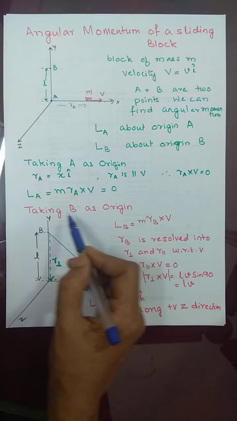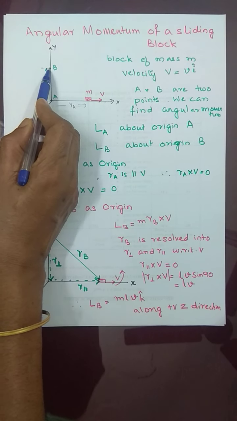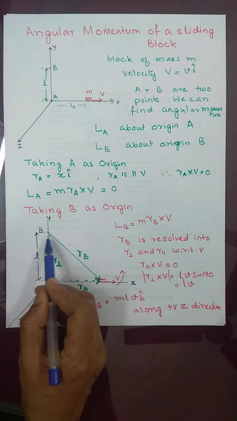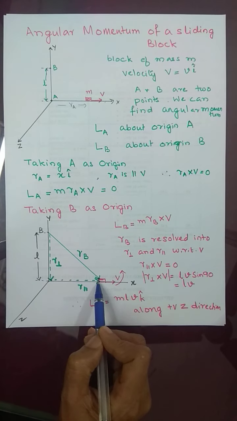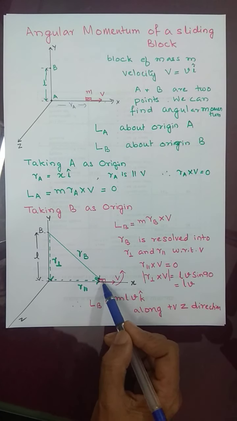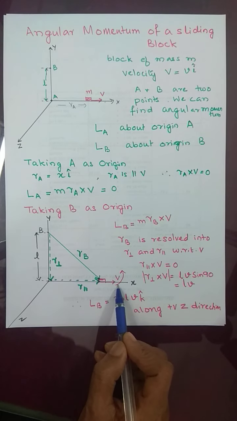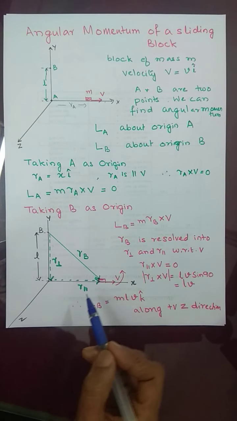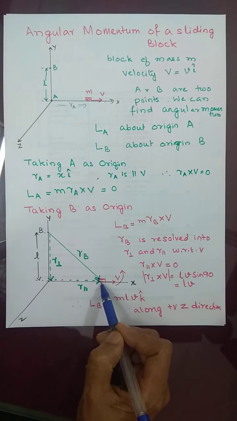Now let us consider B as the origin. If we take B as the origin, let us see what is the angular momentum. You can look at this figure. This is the point B. Now we have considered B as the origin, so the position vector will be RB. I can resolve RB parallel to the velocity vector V and perpendicular to the velocity vector V. So this is the parallel component, this is the perpendicular component.